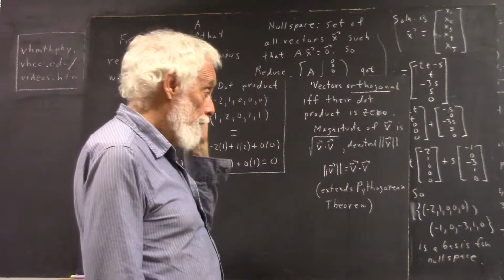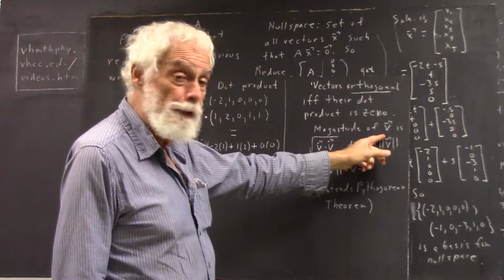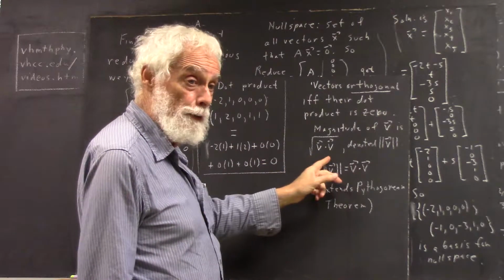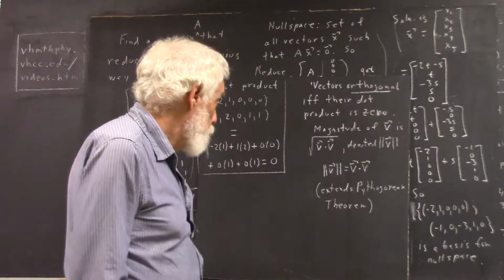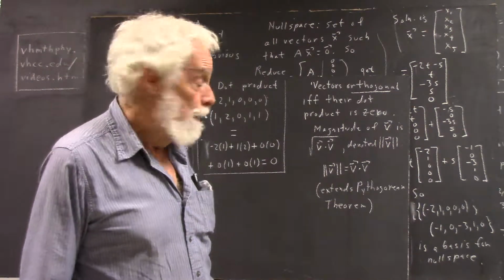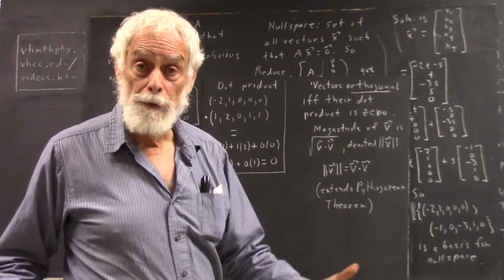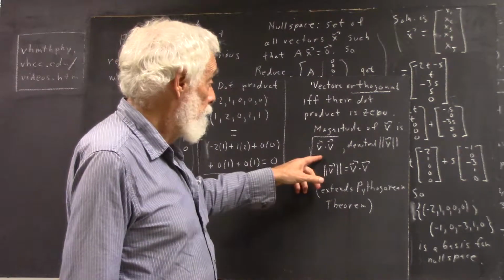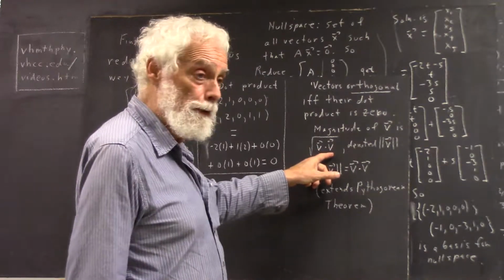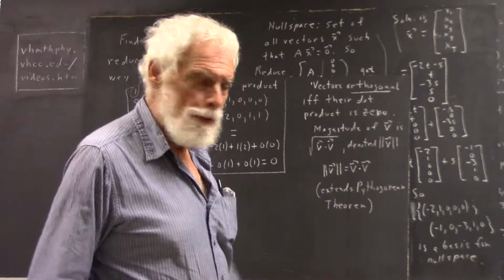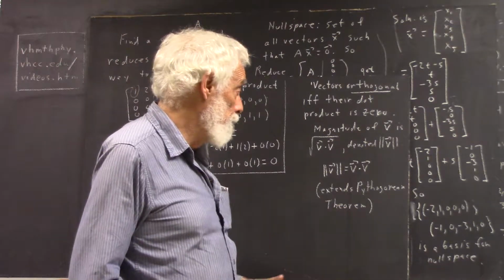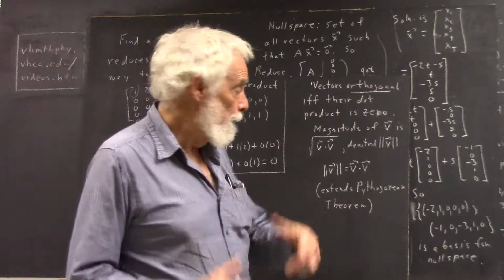Okay? Another thing that the dot product is good for, we define the magnitude of a vector to be the square root of the dot product of the vector with itself. Okay? And for vectors in R2 or R3, that just corresponds to the Pythagorean theorem. Okay, the magnitude of the vector is just its length. Dot product of a vector with itself is the length of a vector if the vector is in R2 or R3. Pythagorean theorem guarantees that. It's equivalent to the Pythagorean theorem.